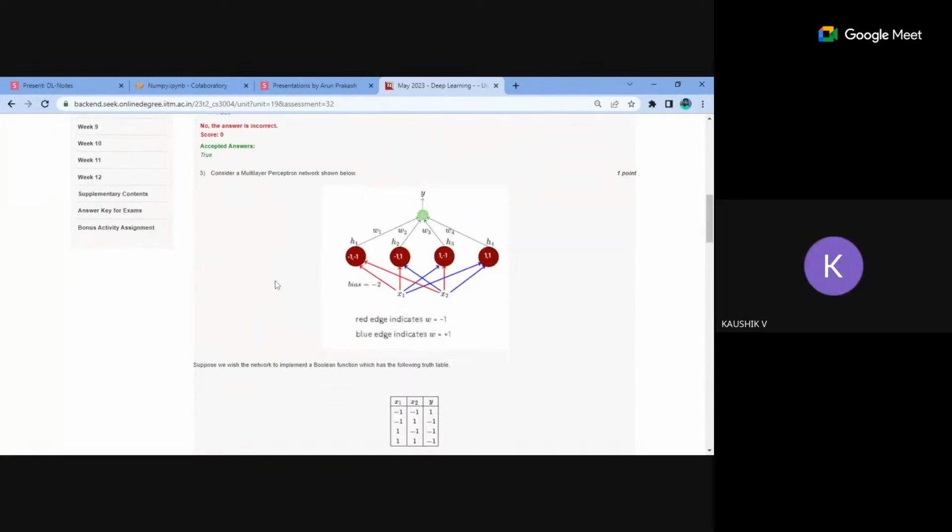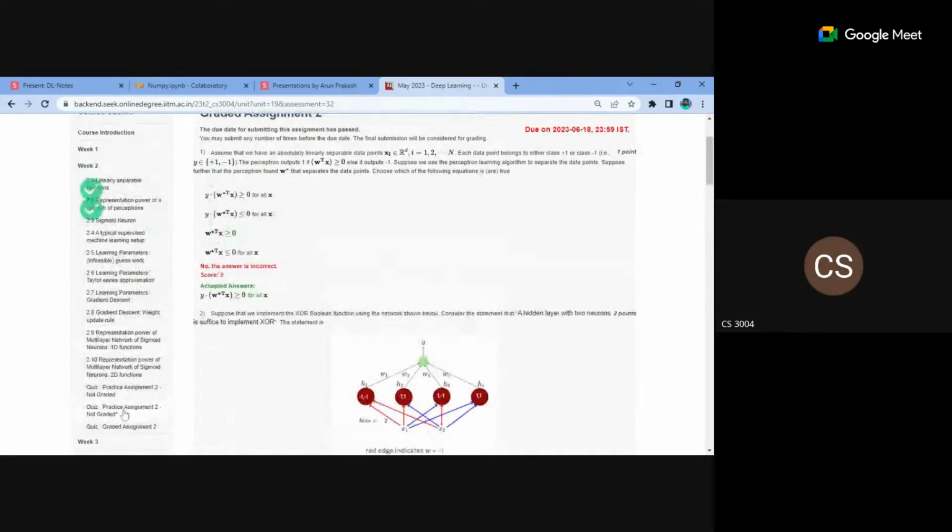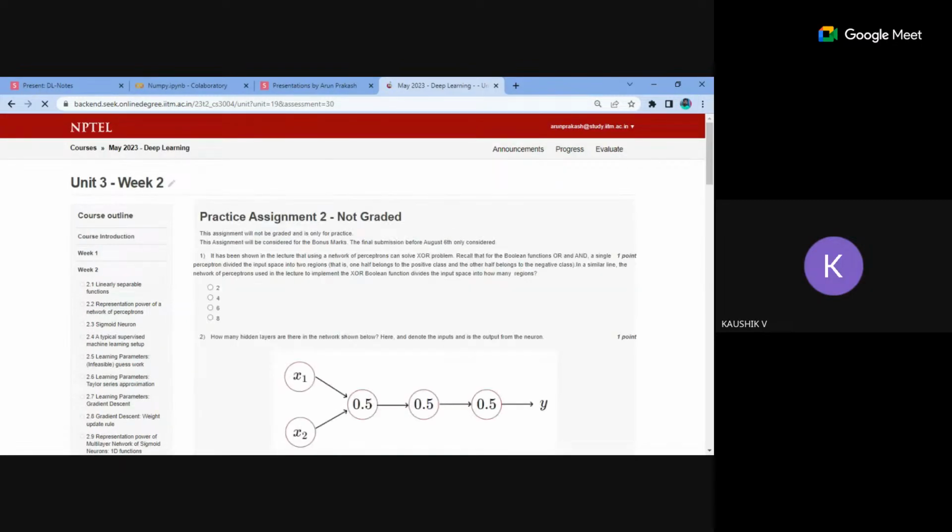So, same week two, practice assignment one, question number one. This concept still confuses me in terms of how many regions these neurons are splitting the space into. Because for an XOR function, in some other question, we split it into three regions, whereas in this one the answer seems to be two regions. So I'm confused about how to think about it.